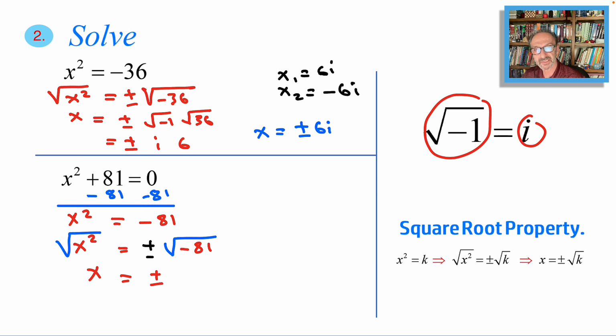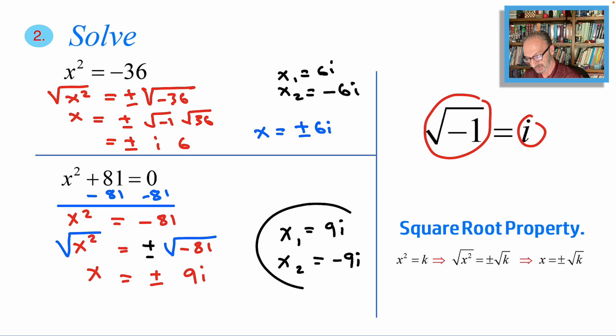Square root of 81 is 9. Square root of -1, just like the way we did it up here, that will give me i. So I do have 9i. Two answers: x1 equals 9i and x2 equals -9i. And that should do it. Let's take another example.